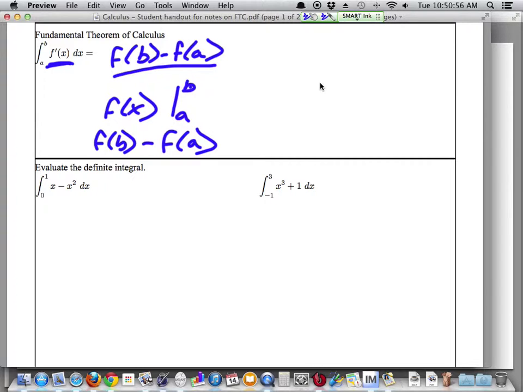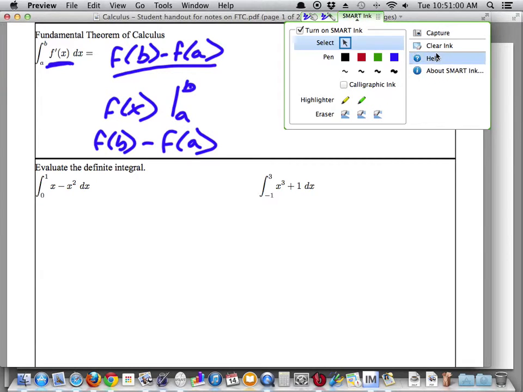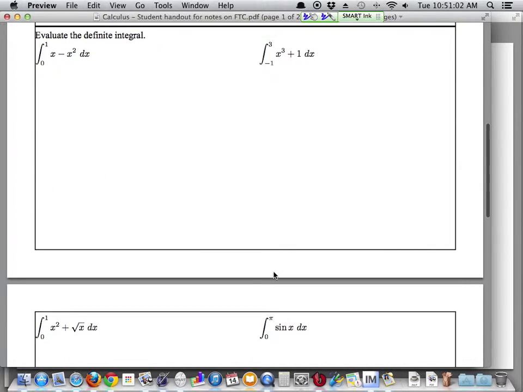Alright, so let's do some examples. This will take us a little bit to get through. We're going to start with the second one. We're not going to go to that first example. We're going to go ahead and go to the second one.